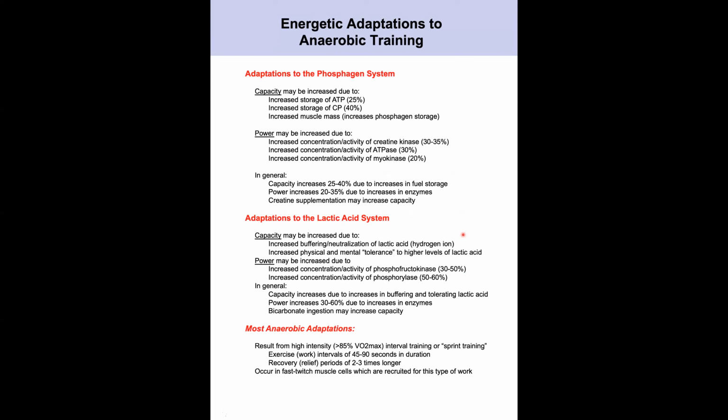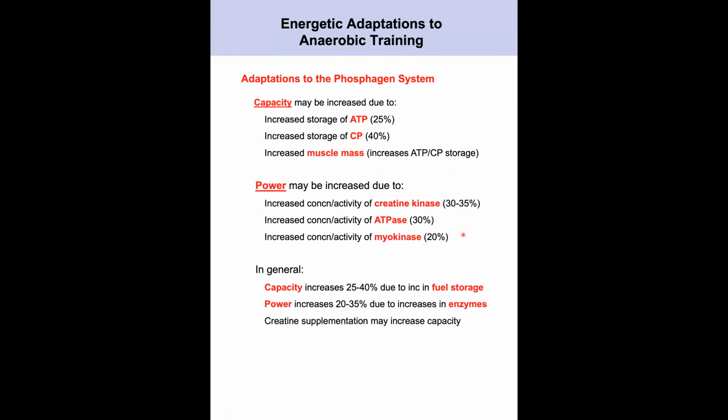All right, so what are our adaptations to anaerobic training? We've talked about this before. Adaptations to the phosphagen system: your capacity is how much ATP you have, and this can be increased due to ATP and creatine phosphate stores. We're not saying 100% the amount, but there is a pretty significant amount that can be improved upon, about 25 to 40% due to fuel storage increasing. And then you can also increase muscle mass in order to help this storage.